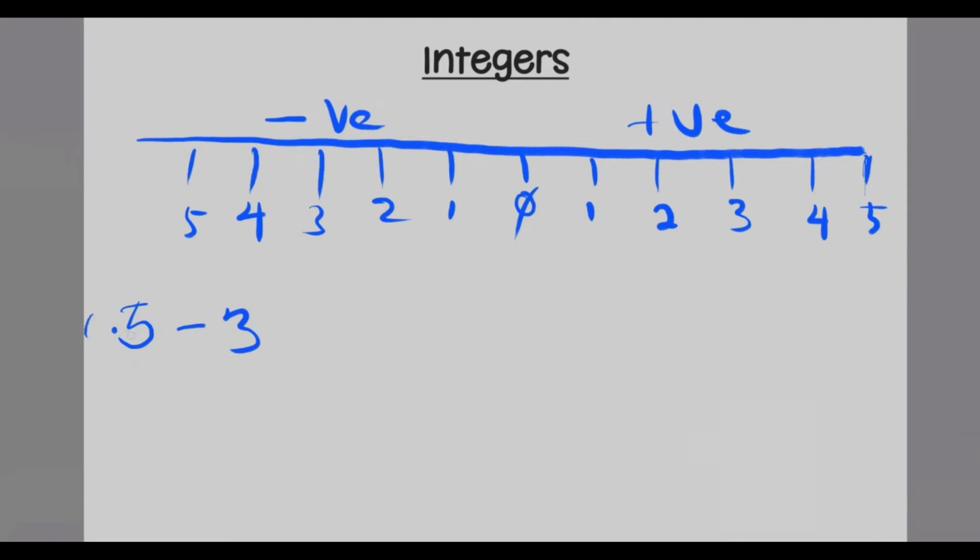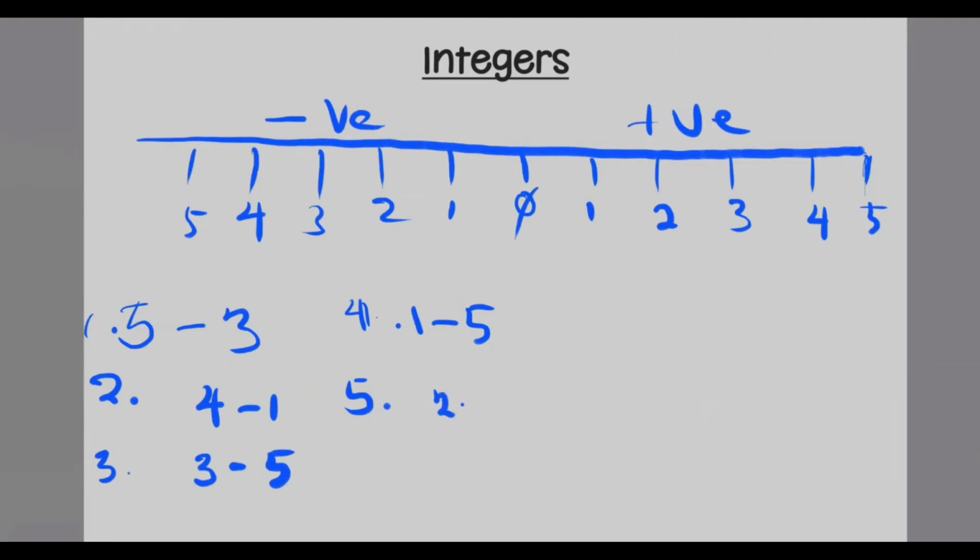So we have question 1, 5 minus 3. We have question 2, 4 minus 1. Question 3, 3 minus 5. Question 4, 1 minus 5, okay? And then question 5, we have 2 minus 3. So these are all questions that can come up in ACT.